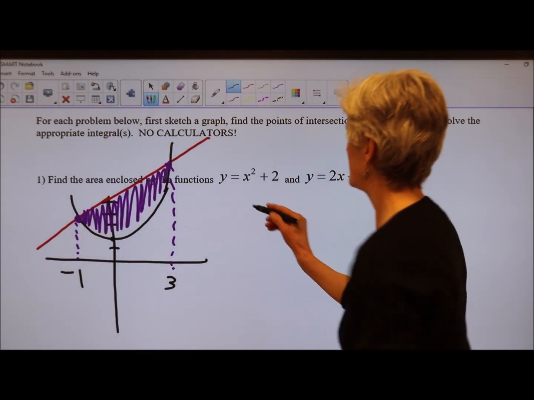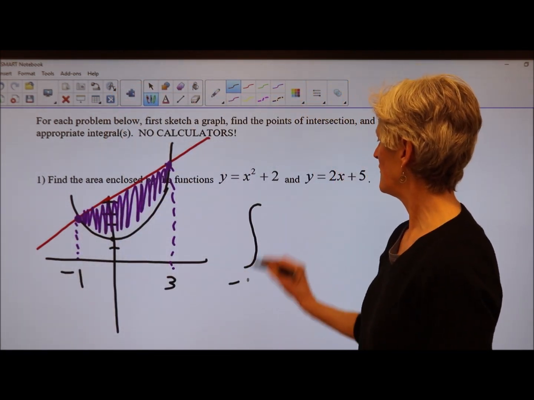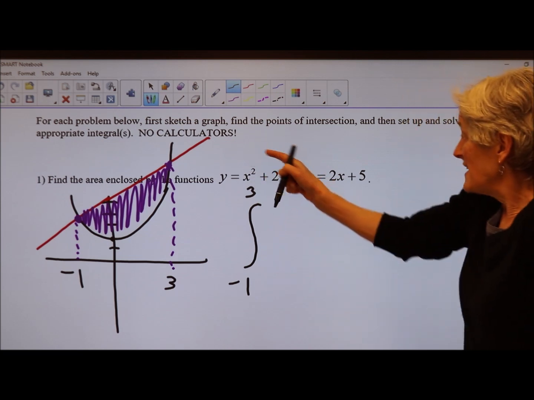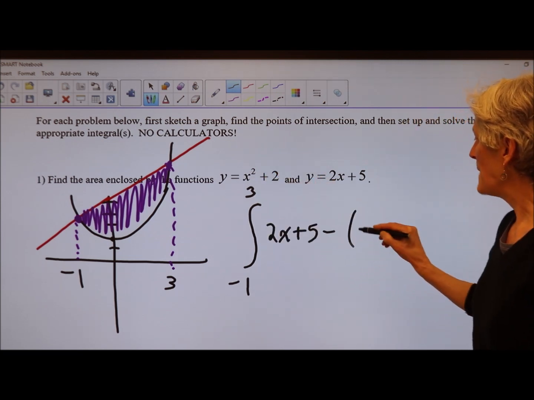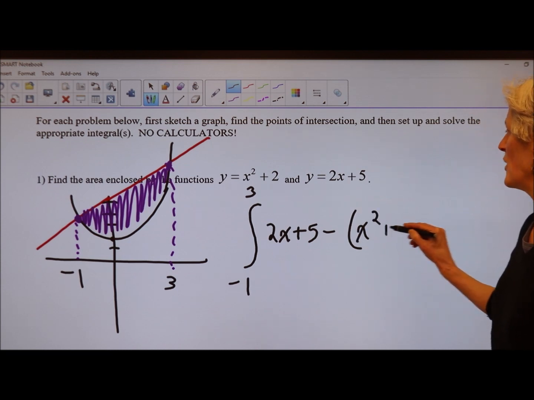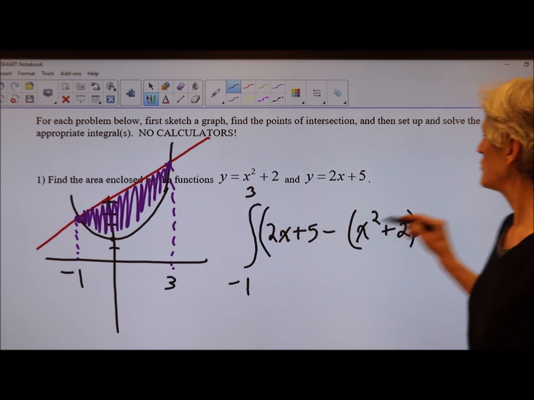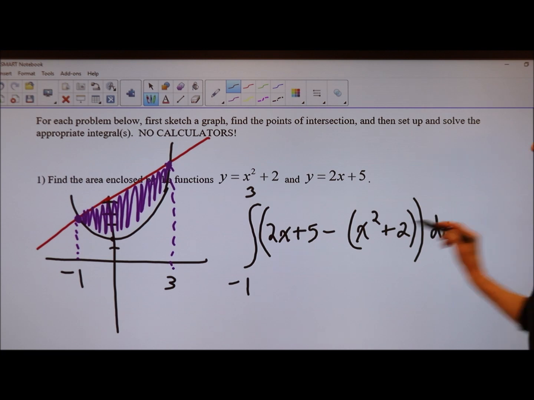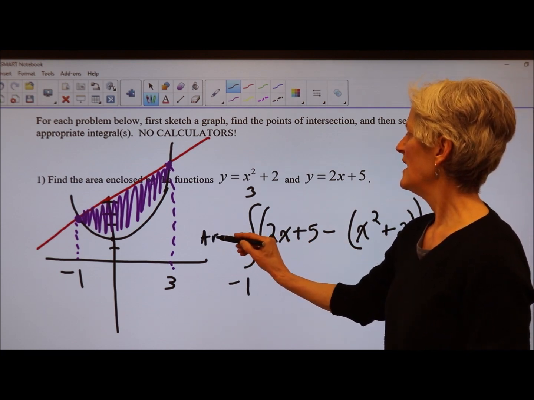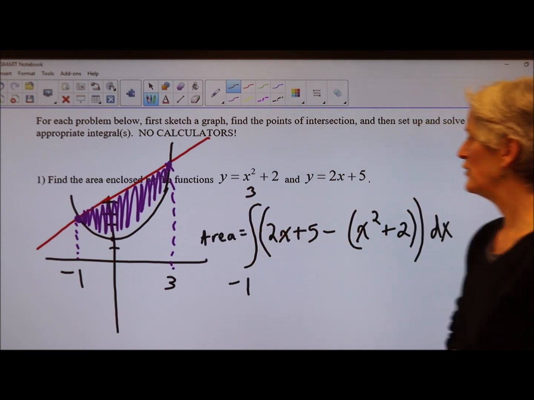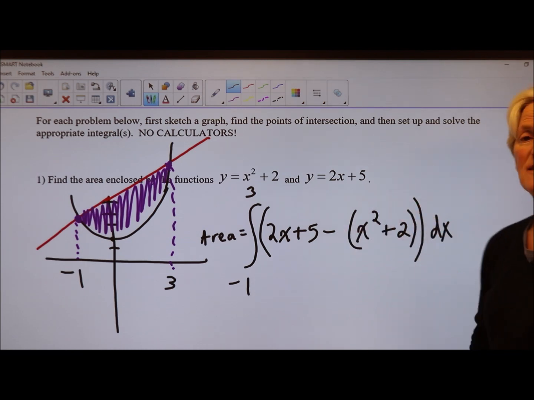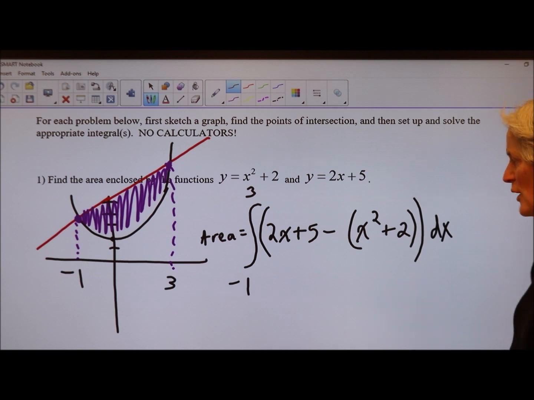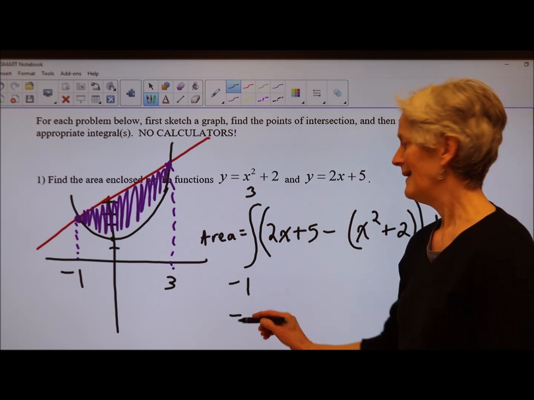So we're just going to set that up. The integral from -1 to 3 of my top function, which is 2x plus 5, minus my bottom function, which is x squared plus 2, all with respect to dx. And that is the area enclosed by those two curves. Okay? Don't forget to distribute that negative. Don't forget to integrate.